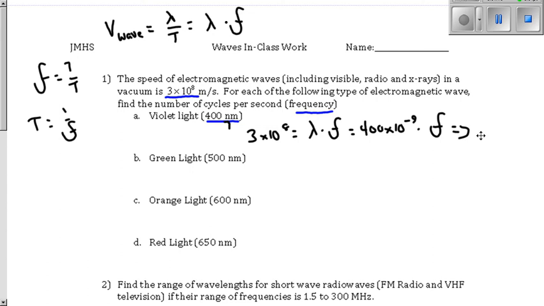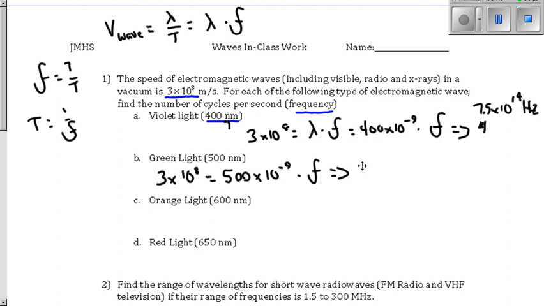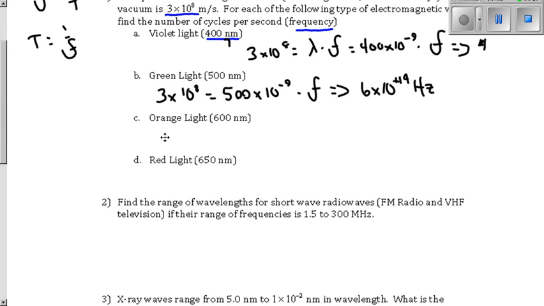So when you divide that out, you end up getting, let's see, it's going to be 4, sorry, not 4. It is 7.5 times 10 to the 14th hertz. Okay, 7.5 times 10 to the 14th. For this one down here, for green light, we're going to do the same thing. It's the same speed, 3 times 10 to the 8th, and that's going to equal 500 times 10 to the negative 9th times our frequency. So we end up with a frequency equal to 6 times 10 to the 14th hertz. Just kidding.